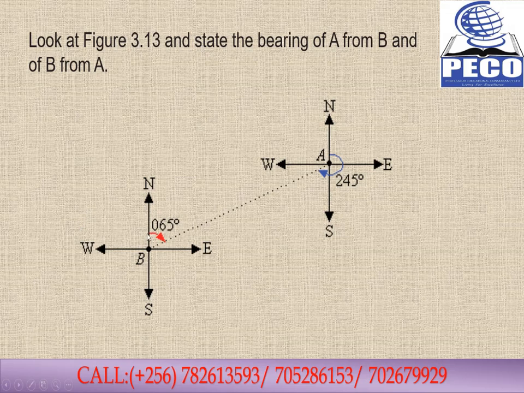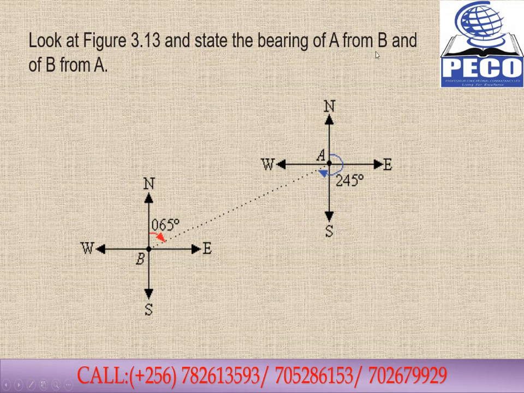So it becomes 065 because we are measuring at B. That is where they said from. Then the bearing of B from A, if you're standing at A, in order for you to go to B, you're going to turn clockwise from the north through 90 degrees plus 90 degrees plus 65 degrees. So 180 plus 65, you get the bearing of 245 degrees.